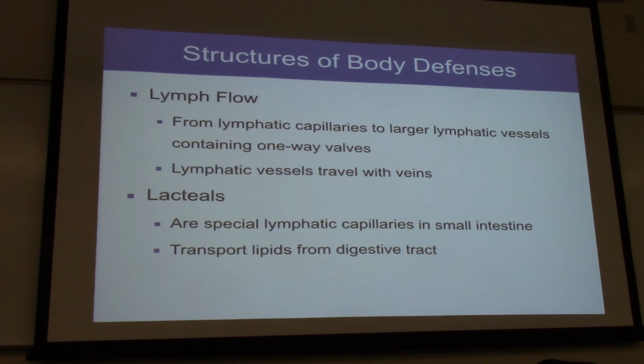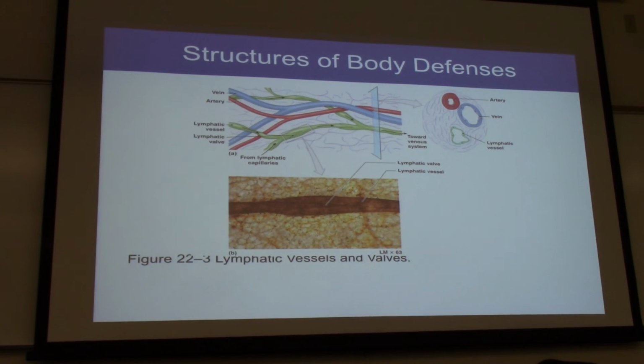They go from smaller to larger. I've talked about lacteals already, saying those are the ones you can see. Here's a nice picture. I don't know how they got this picture. It's a microscopic picture of a lymphatic vessel, and it flows in this direction. And these are tiny little valves in it.